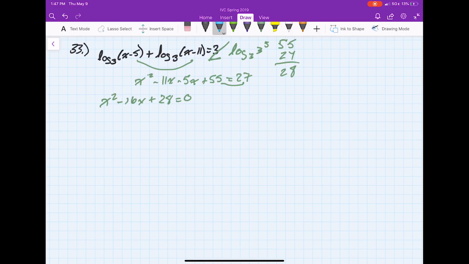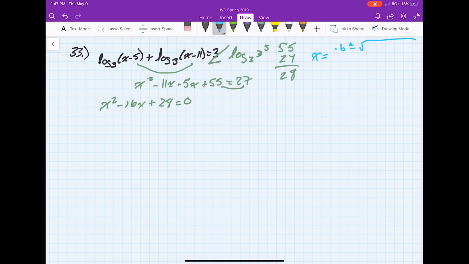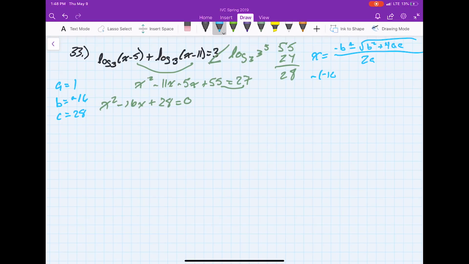All right, so now we've gotten rid of the logs and made ourselves this quadratic, which can't be factored really. So I'm going to use the quadratic equation to find out what x is. So this is the quadratic equation, in case you forgot. And we can see our A is 1, our B is negative 16, and our C is 28. So I'm just going to substitute all those values into the quadratic equation. So I get negative b, which will be negative 16, which is going to cancel out, but plus or minus the square root of negative 16 squared minus 4 times 1 times 28. All of this is going to be over 2 times 1, which will be 2.